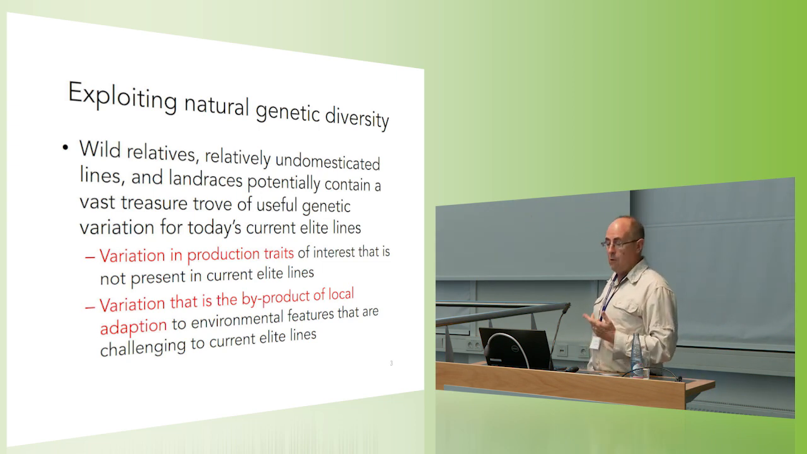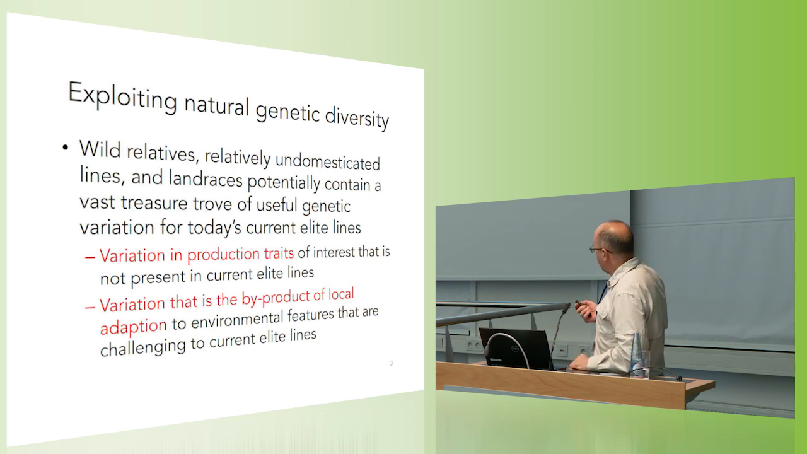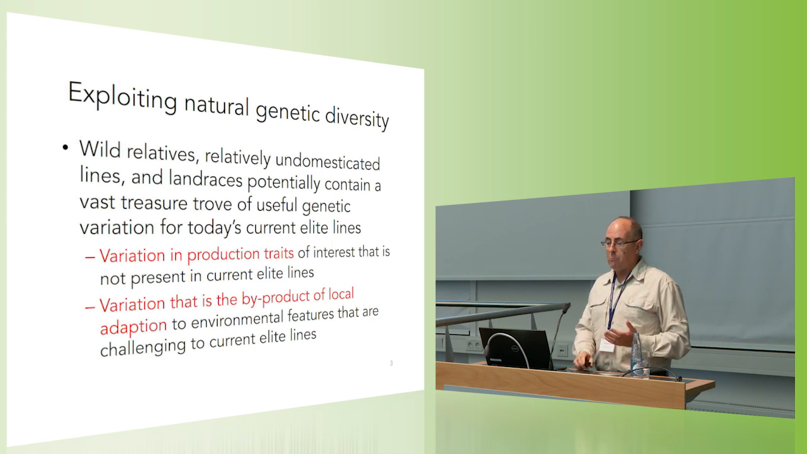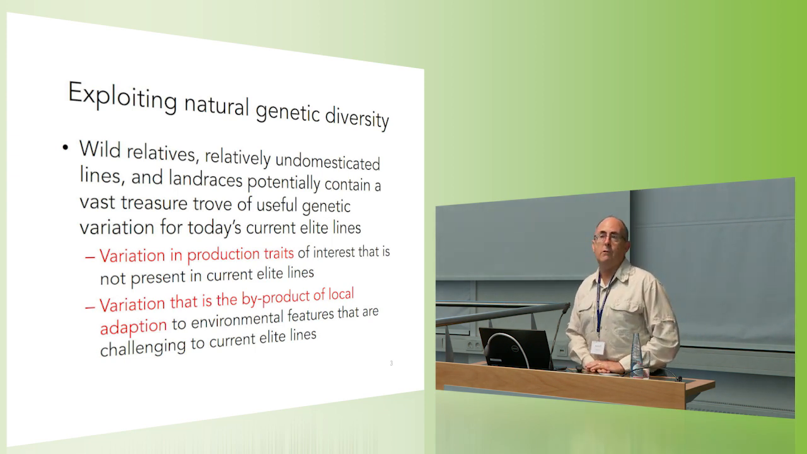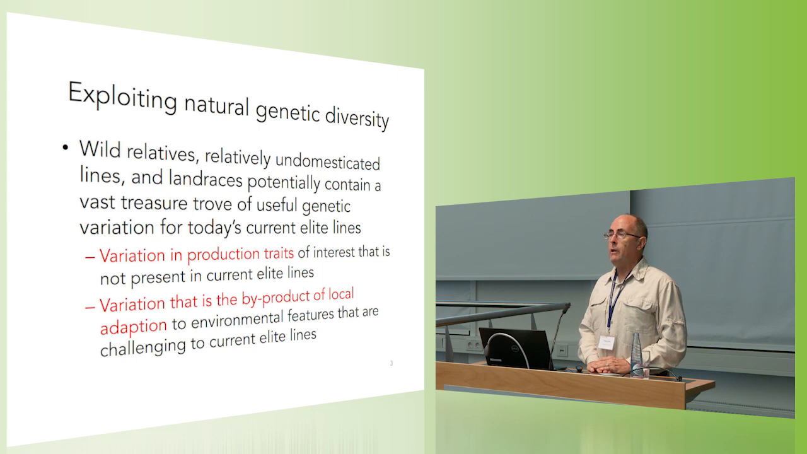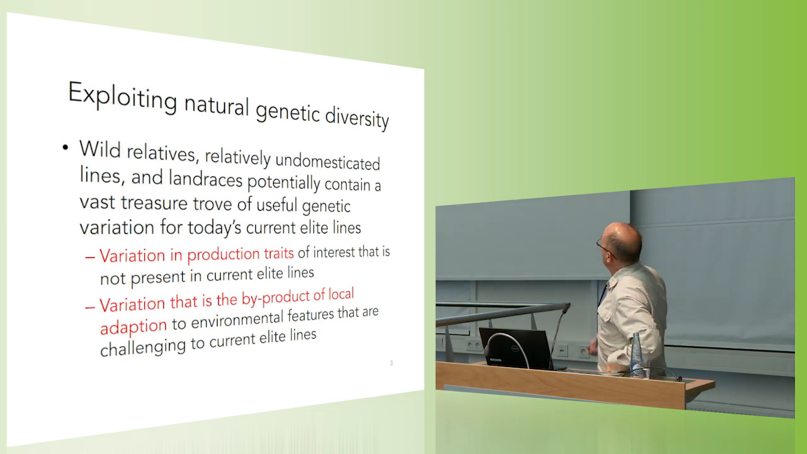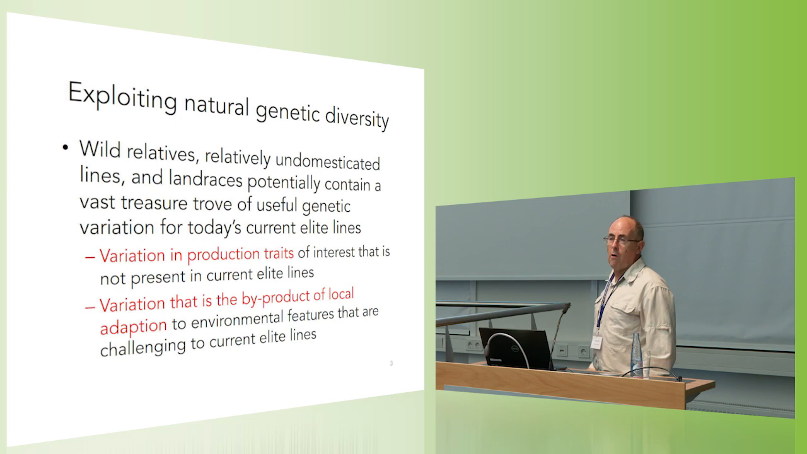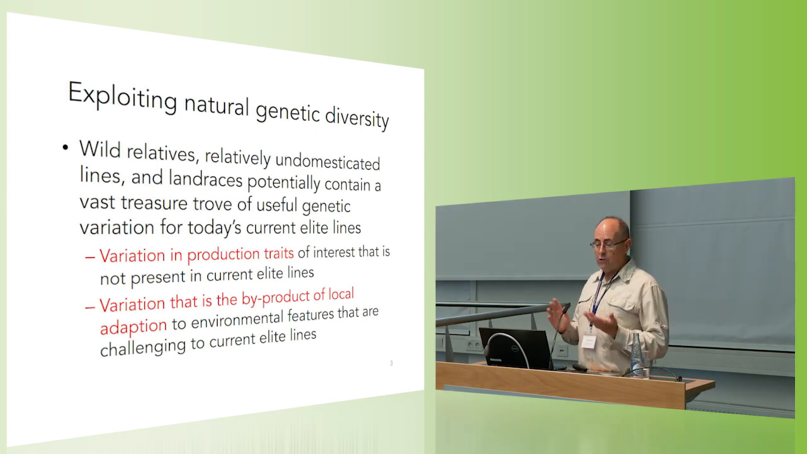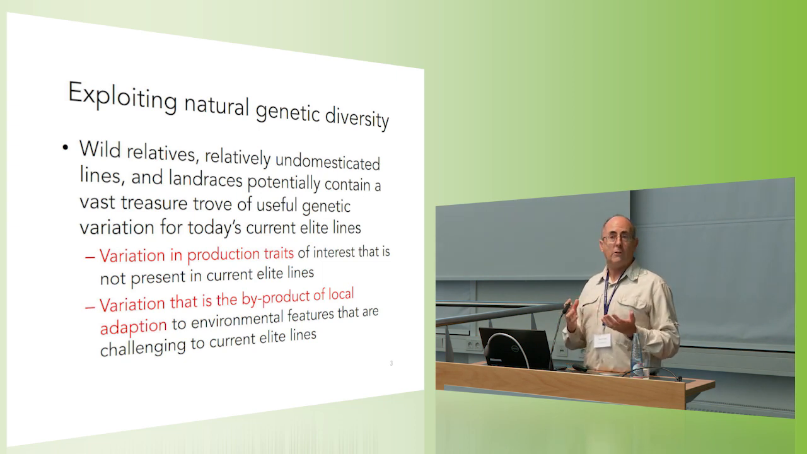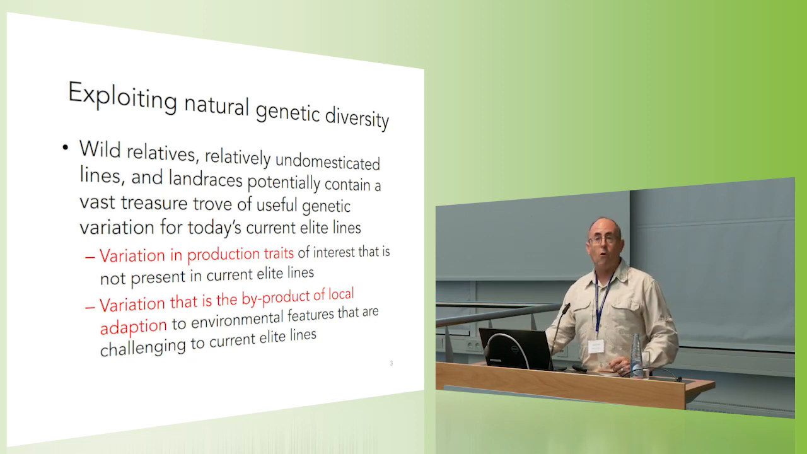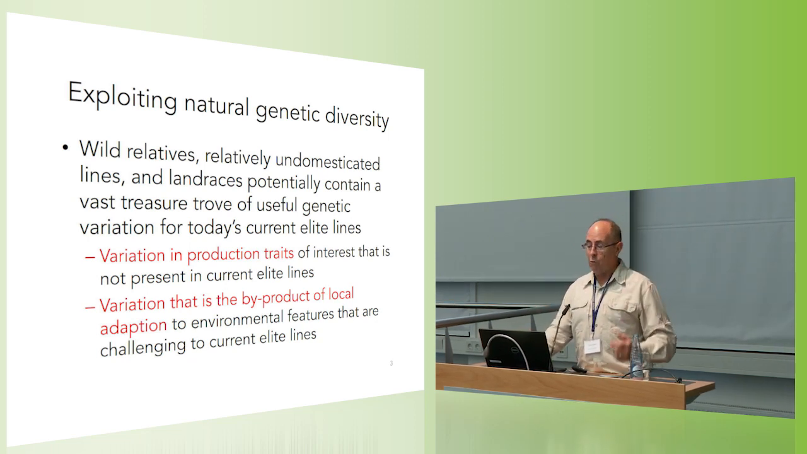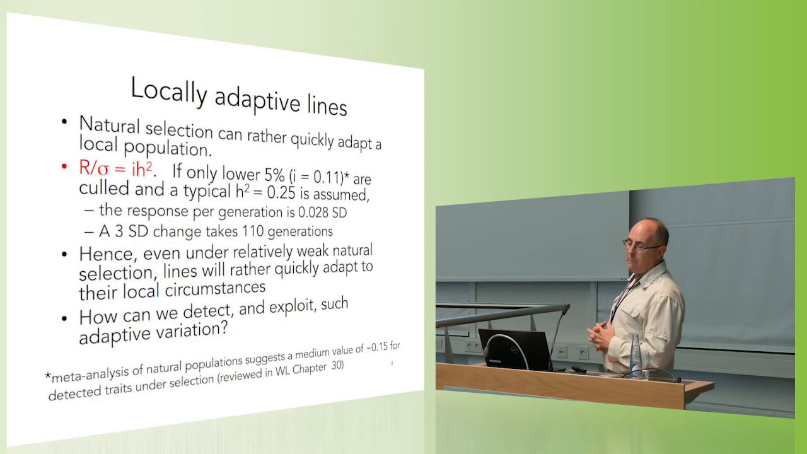Those are certainly interesting, but even more interesting is the idea that you can have variation in local land races that's a product of local adaptation. And if you can use that local adaptation, it might be to specific challenges, environmental features, that current elite lines are struggling with. So I'm going to mainly focus on this second source of variation, adaptive variation in localized lines, and ask how can we detect that, and how can we then move that into the current elite lines we have, both plant, animal, tree, shrimp, whatever you want to talk about.